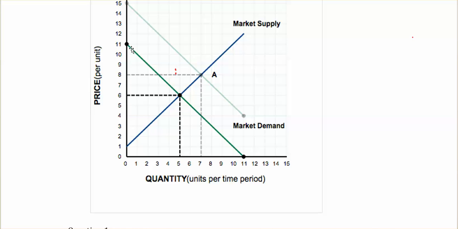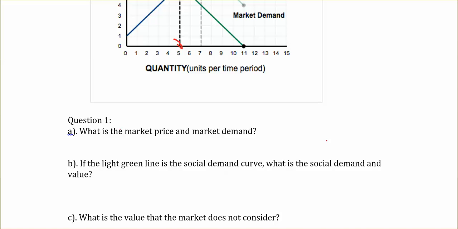First, the blue line is the market supply curve, and the dark green line is the market demand curve. So the intersection between the blue line and the dark green line is this point. So this is our equilibrium point. Corresponding to this point, we have the market price equal to 6 and market quantity equal to 5. So that means the market price is $6 and the market demand is 5 units.